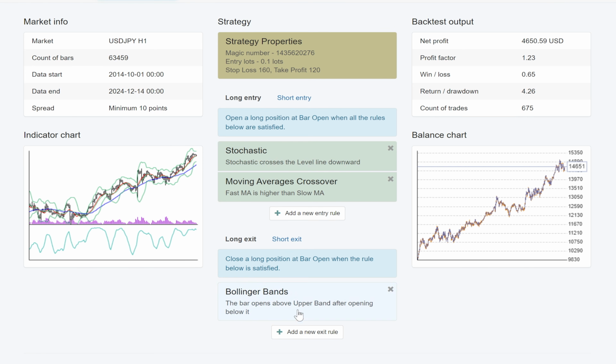And so we've got quite a simple strategy here as well. We've got 2 entry rules and 1 exit. Now, usually with trading, simple is best. We can see the statistics here. So we've got a good profit factor.